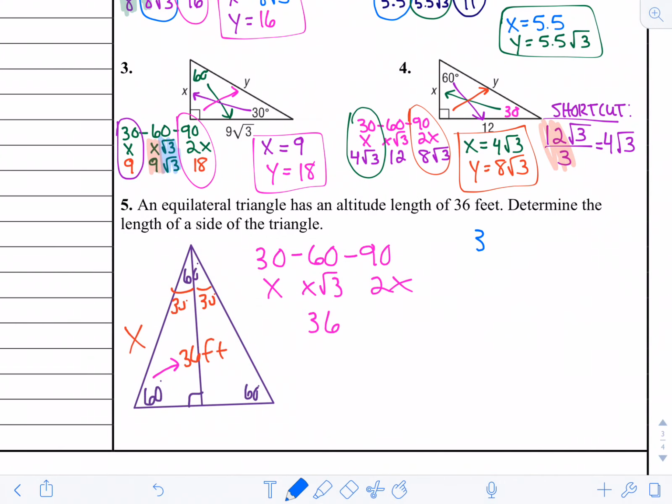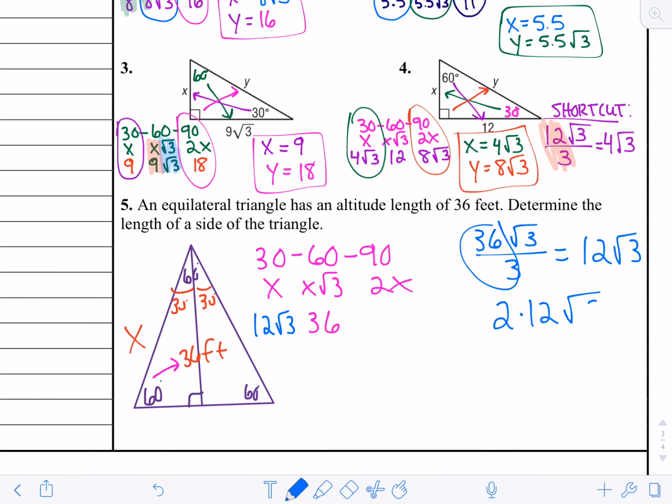The shortcut says you take 36, multiply by the square root of 3, divide by 3. 36 divided by 3 will give you 12. So we have 12 square roots of 3, and that's the value of x. Then you have 2x, so 2 times that. You're multiplying this 2 and 12, and that gives you 24 square roots of 3. So that's across your 90.